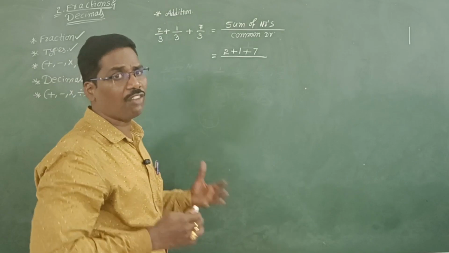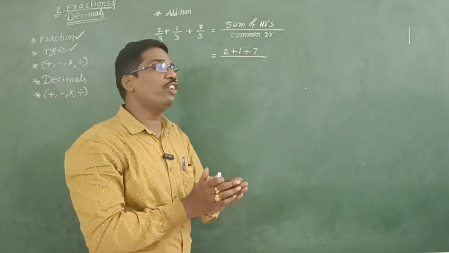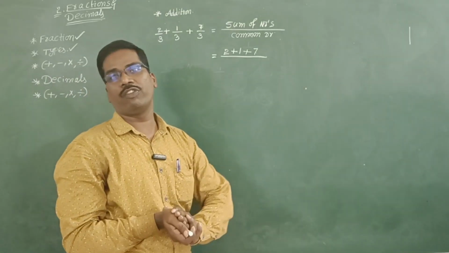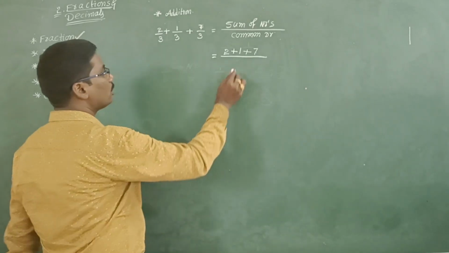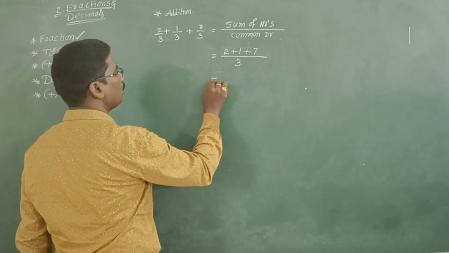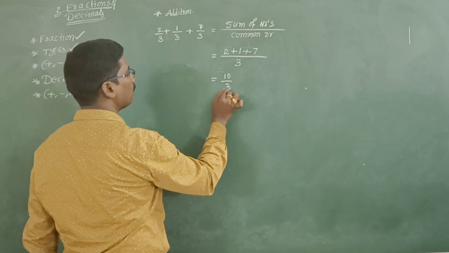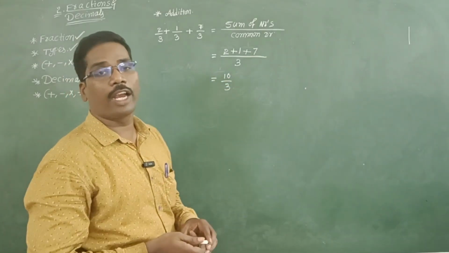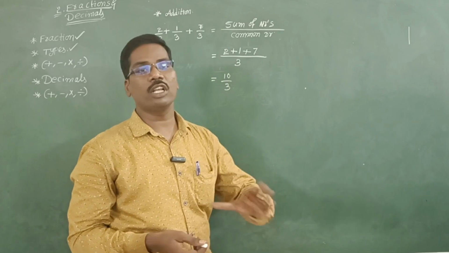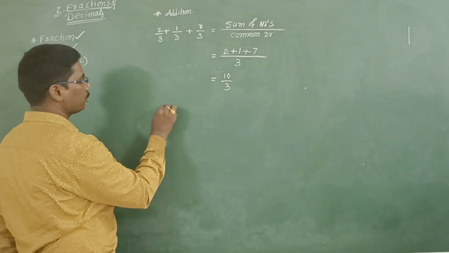Because like fractions have a common denominator, every fraction has the same denominator. So that is 3. So 2 plus 1 is 3, 3 plus 7 is 10. So 10 by 3. Like this we have to add the fractions. The difference is also the same, so subtraction.